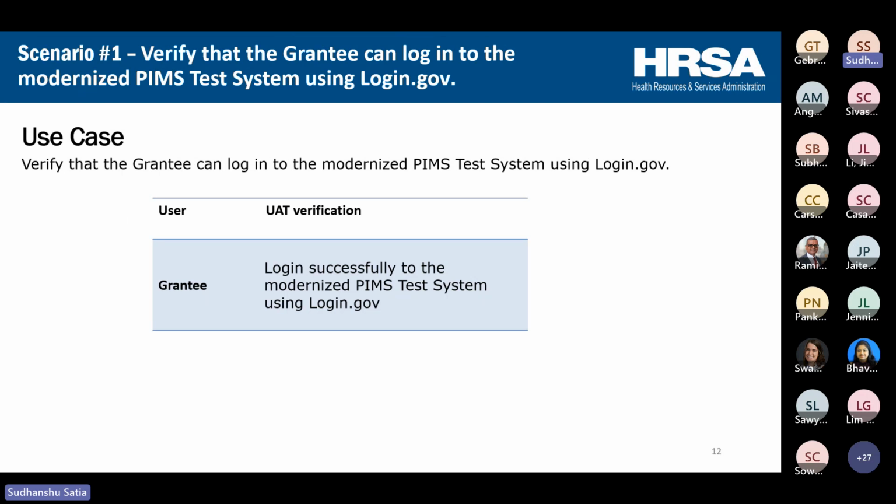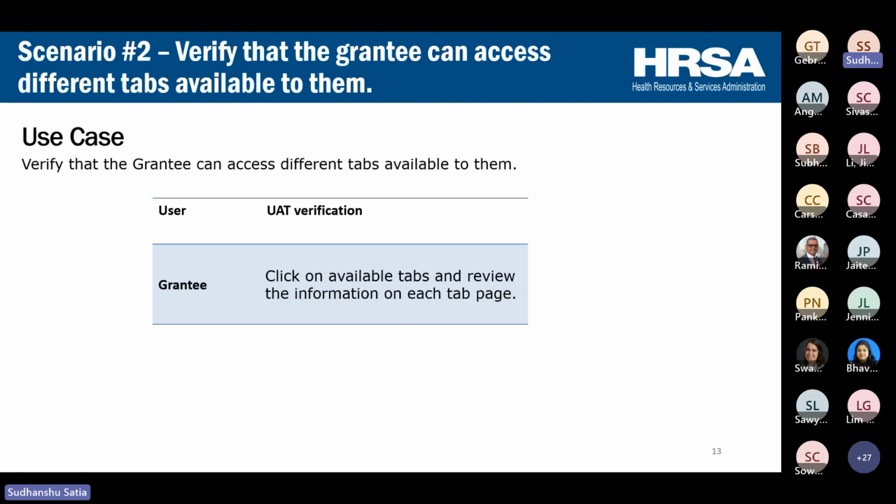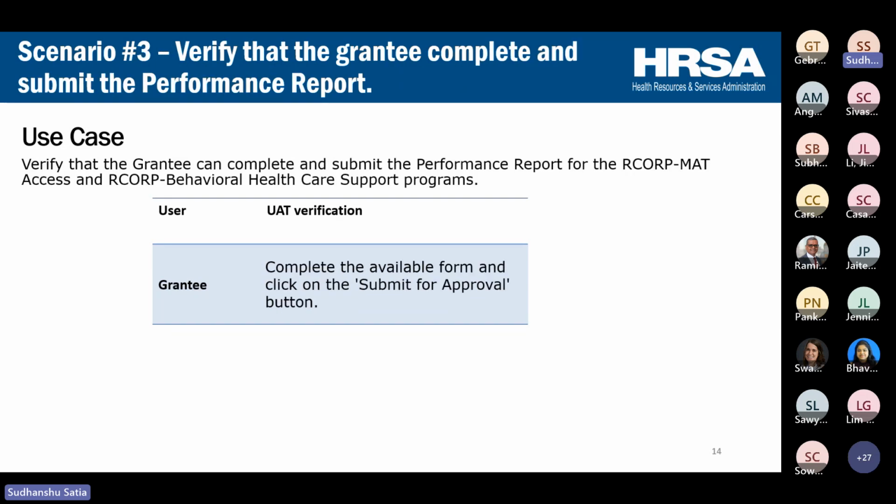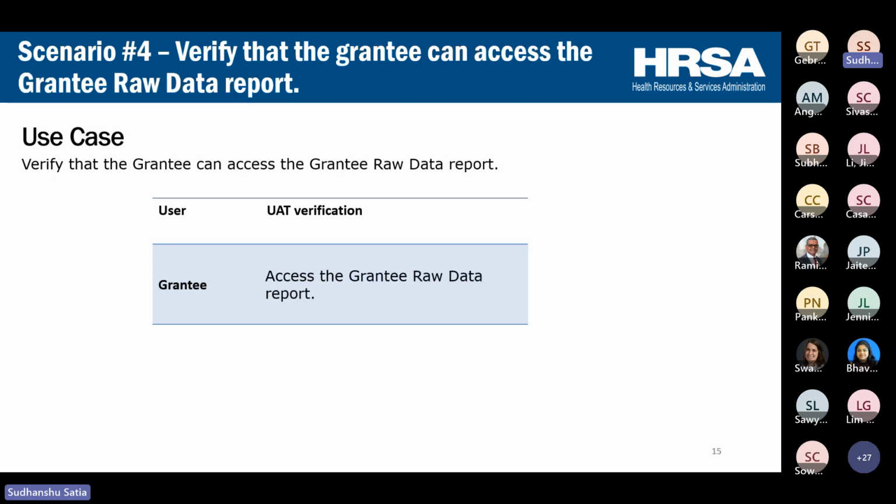We have our detailed UAT scenarios listed in the UAT document, but just to give you a high level of what we are trying to test as part of this user acceptance testing, the first step is grantees should log in using the login.gov account. They will need to access the different tabs which are available in the system. The third step is they can complete the forms as they need to do in production and then submit it for the POs to review. And then the last but not the least, how they can access their raw data reports. So all these are the major scenarios which are part of the user acceptance testing scripts. However, the scripts are very, very detailed.